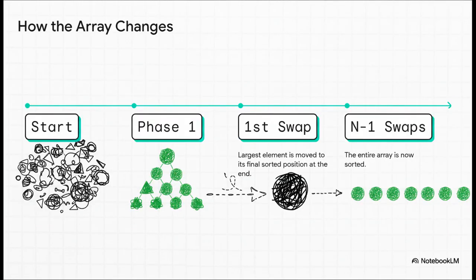So let's just visualize how the array is changing through all this. At the start, it's just a random jumble of numbers. After that super fast O(n) build phase, it's a perfectly structured max heap. Then, after just one swap, the single largest element moves to the very end. We just keep doing that loop n-1 times, and the whole array just falls perfectly into sorted order.